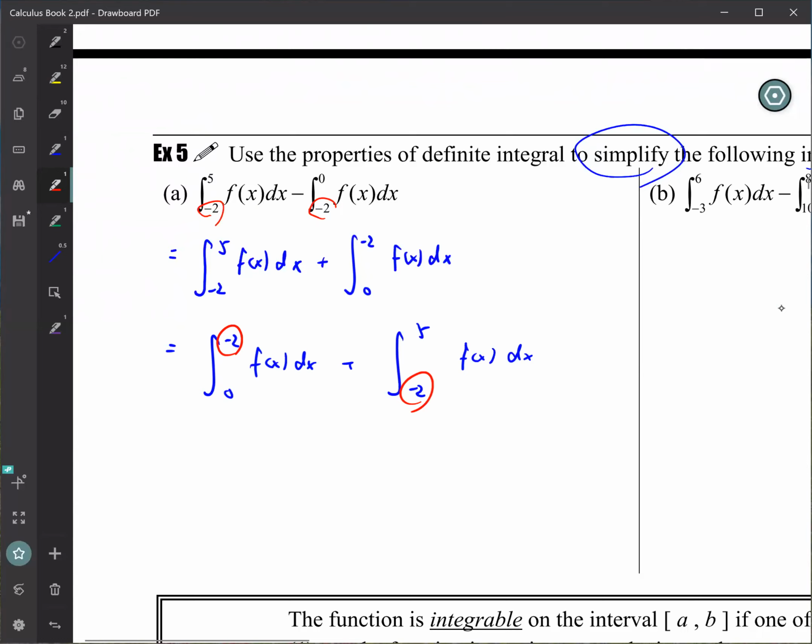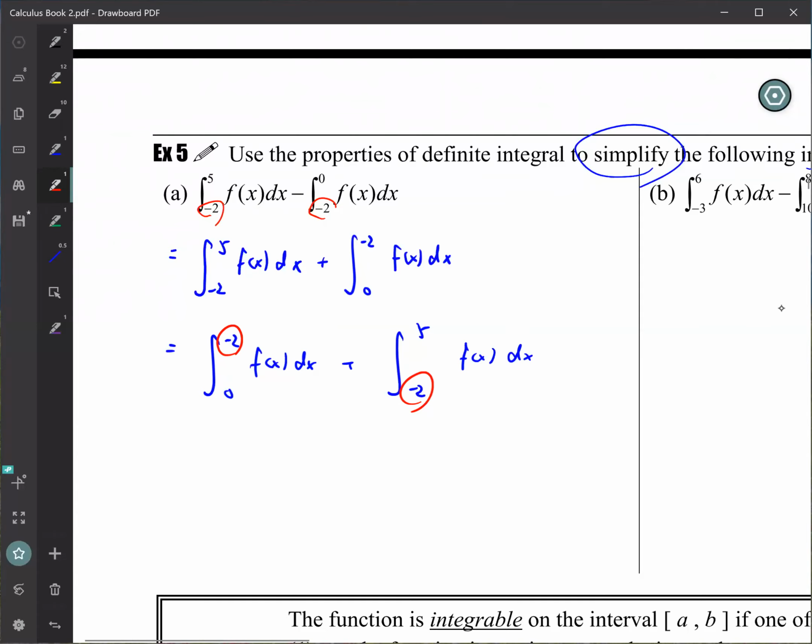Wait, Jason, I have a question. Yeah. Because 0 to -2, you're going kind of backwards, right? Backwards, yeah. And then -2 to 5, you're going forwards, right? Forwards, yes. So can't we just get rid of the 0 to -2? Because the -2 to 5 already has -2 to 0 in between. But then 0 to -2 is backwards, so the value for that will be a negative. Oh, okay.